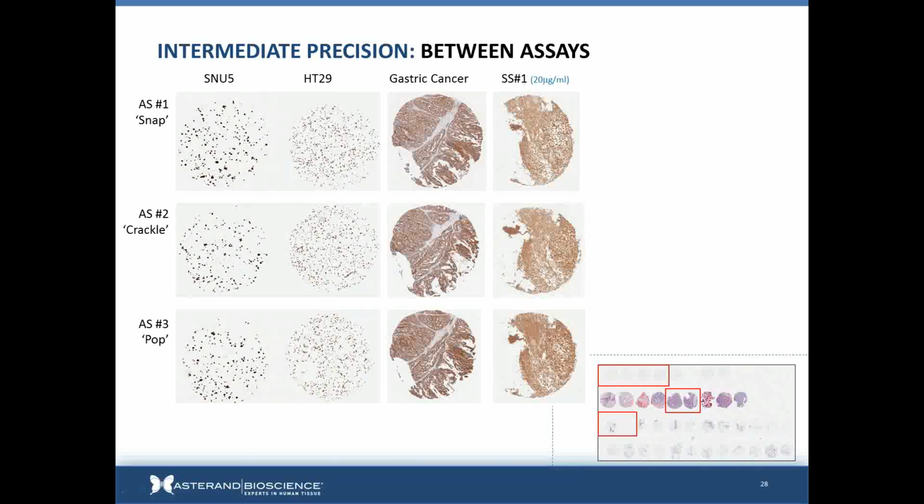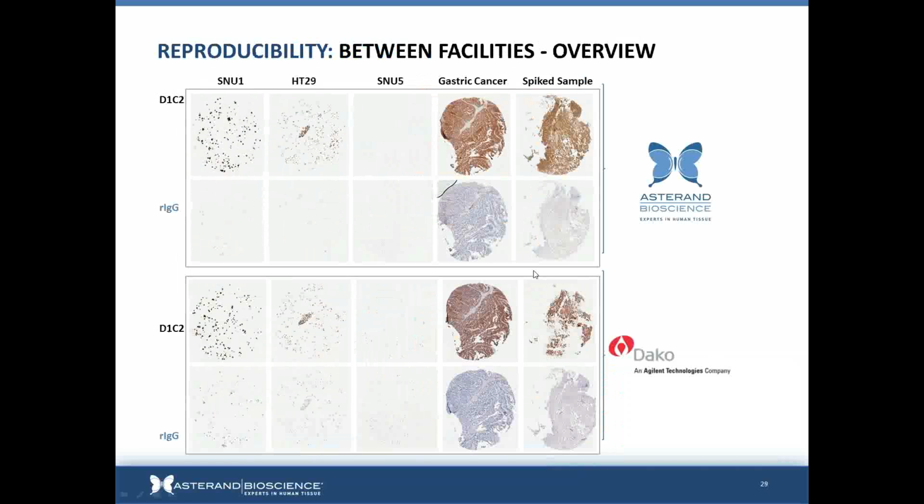Run the test. These data were quantified, but I haven't shown you the data here. We next looked at how reproducible the assay was between 2 different laboratories. Working with DACO Cytomation, they generously provided the platform and facility to test our assay under their conditions in their facility. And again, you can see using 3 cell lines, SNU1, HT29, SNU5, a representative gastric carcinoma sample and a spiked sample, there's no real difference.